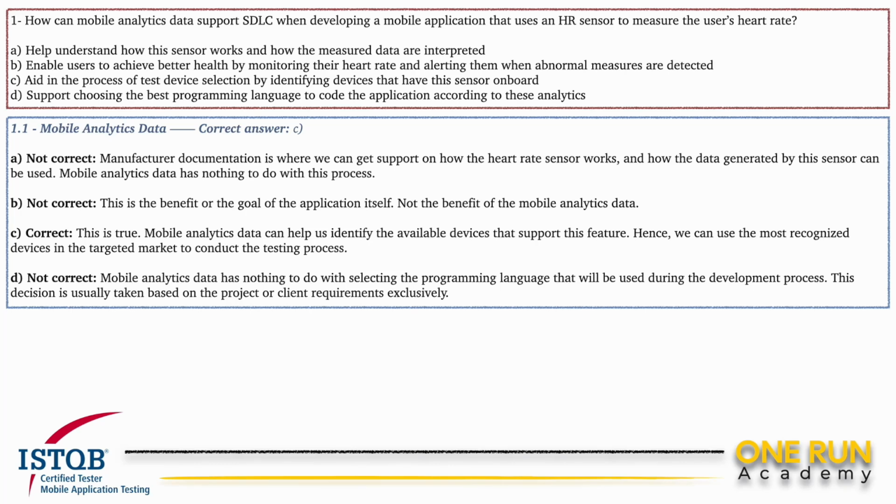Moving to option C, aid in the process of test device selection. This one looks like a very solid benefit of mobile analytics data. Using mobile analytics data can help us identify which mobile devices have this heart rate sensor and also can identify which of them are mostly used within the target market. This way, we can make good decisions regarding the test device portfolio that would achieve the best coverage and also help us validate the usability of our application. So option C is a very good contender to be considered as the correct option for this question.